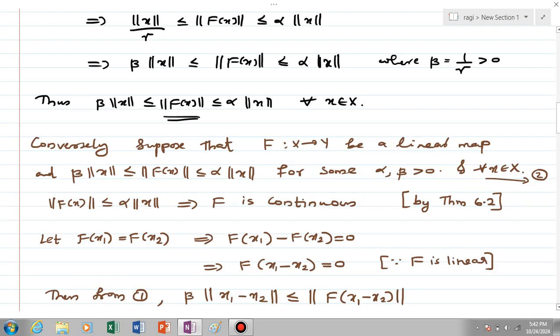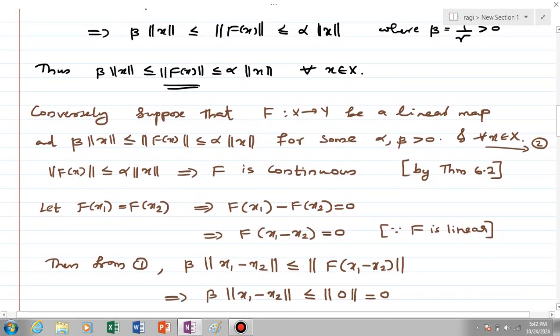Okay, now let F of x1 equal F of x2 for some points x1 and x2. This means that F of x1 minus F of x2 is equal to 0, and since F is linear, we can write it as F of x1 minus x2 equal to 0.